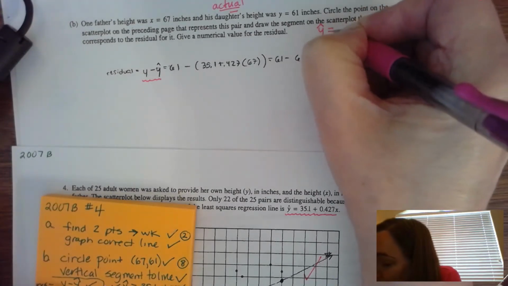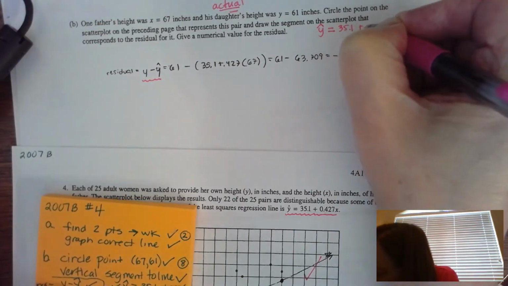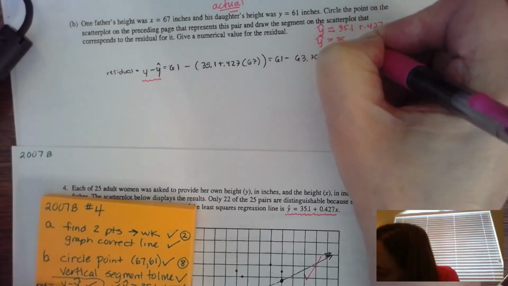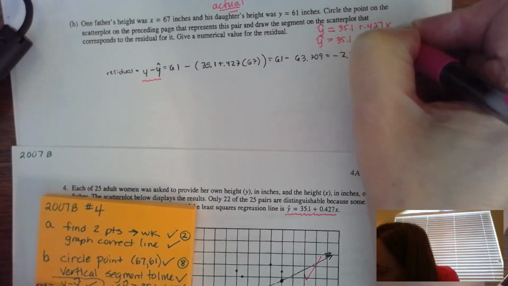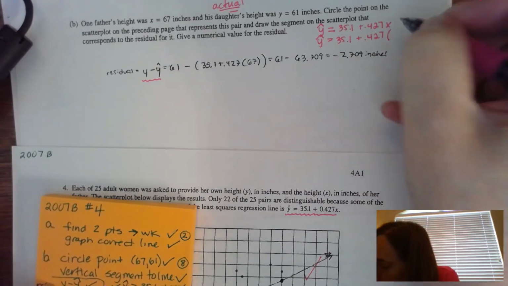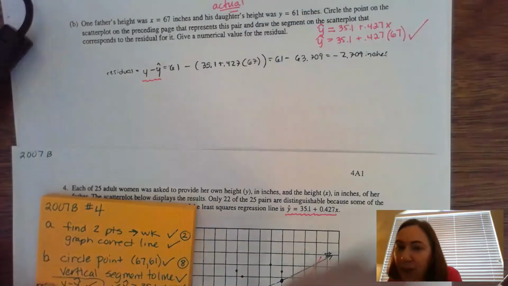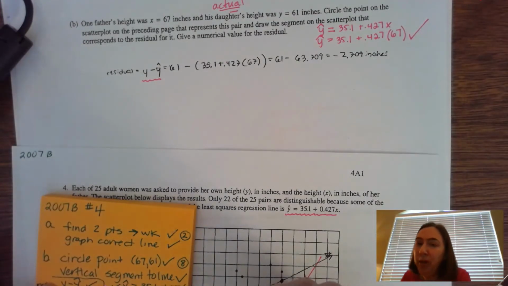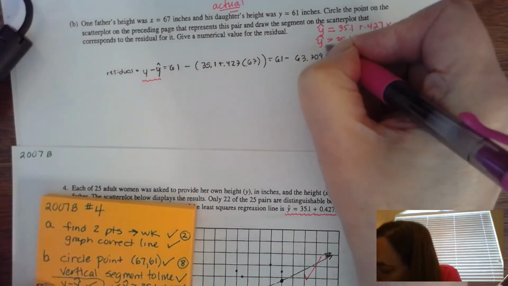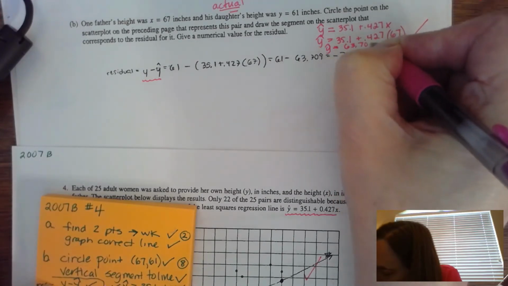Y hat is equal to, going back to the equation, 35.1 plus 0.427 times x, and you need to make sure you've shown substitution into x with that height that we're checking out. So we're going to plug in 67, all right? Give yourself a check mark that you showed the first bit of work here by substituting 67 into the regression equation, and then your prediction for this particular value is 63.709.